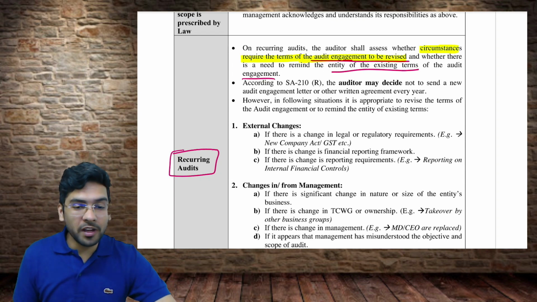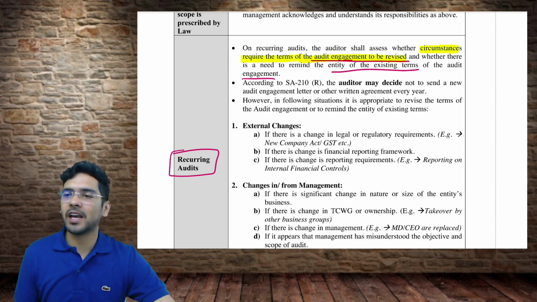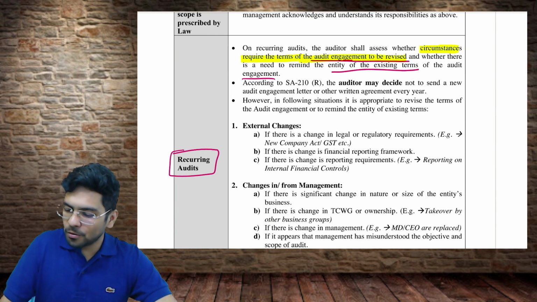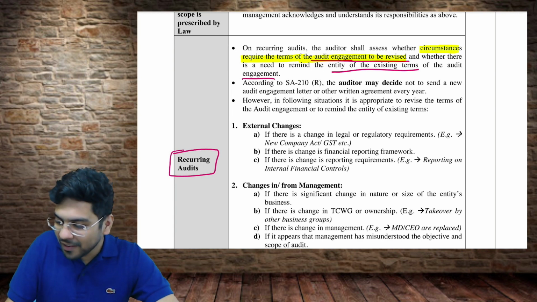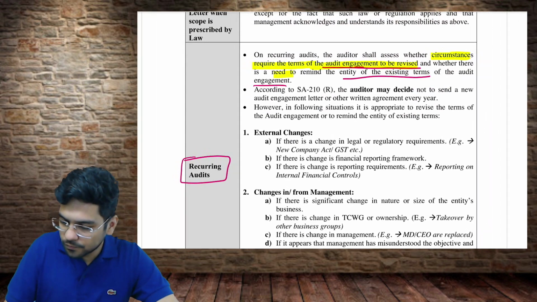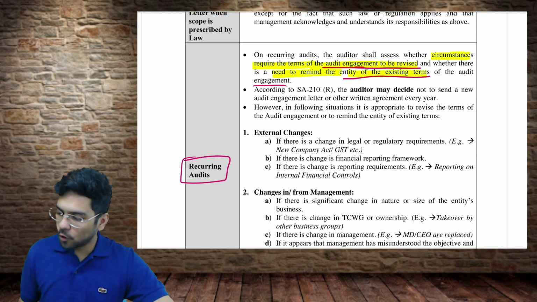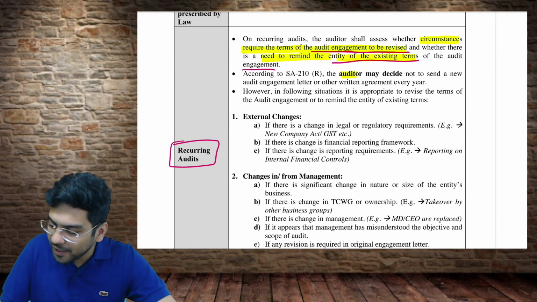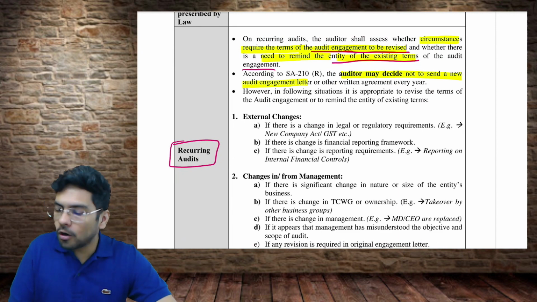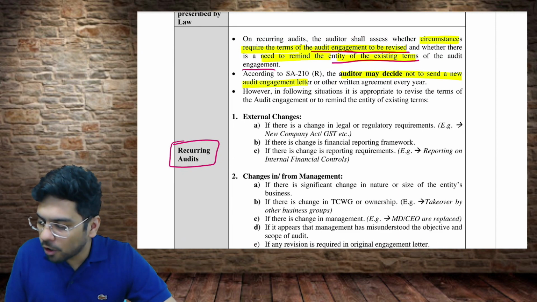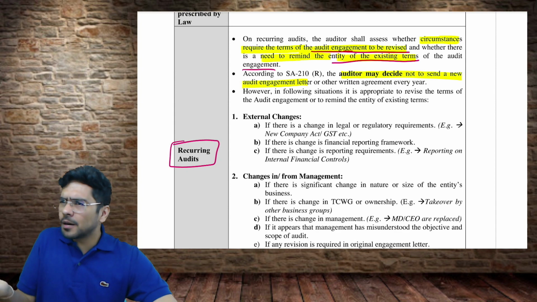If the auditor feels that the management has the tendency to forget things, he might send a reminder of the existing terms. Are you all okay with this? So the auditor may decide not to send a fresh or new audit engagement letter or other written agreement everywhere. It's up to him, okay?